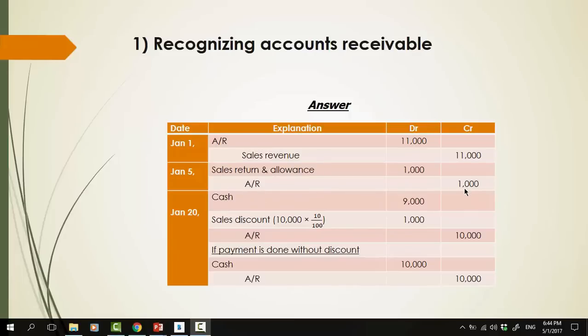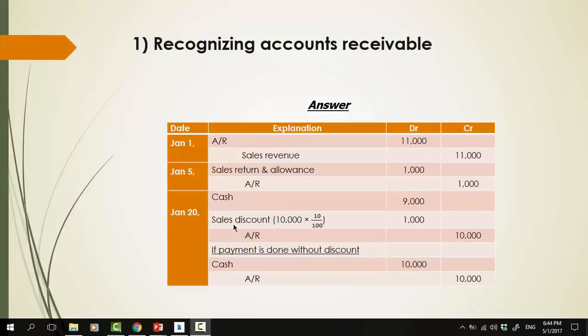Now how much is the amount of money owed by the customers? I sold merchandise with 11,000 and they returned 1,000 of merchandise. Then the amount of the account receivable is $10,000. When the company collects the amount due from customers on January 20, the company will grant the customers a 10% discount.